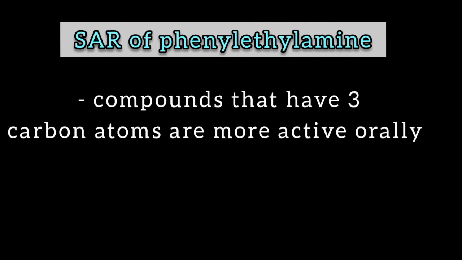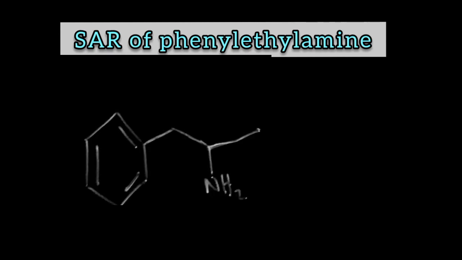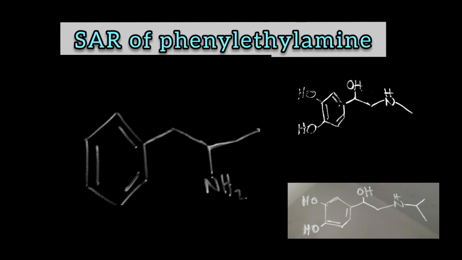Compounds that have 3 carbon atoms in the side chain are more active orally than those that have only 2 carbon atoms in the side chain. As you can see in the diagram, this compound has 3 carbon atoms directly attached to the phenyl group or the benzene ring, as compared to adrenaline and isoprenaline, and I have also just previously mentioned that adrenaline is not administered orally, and that is due to the fact that it has two carbon atoms attached.